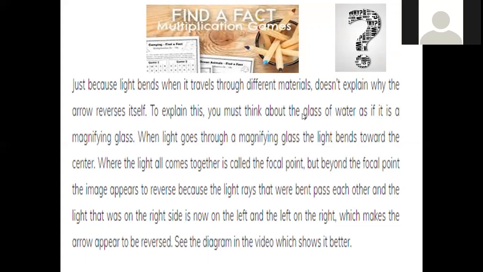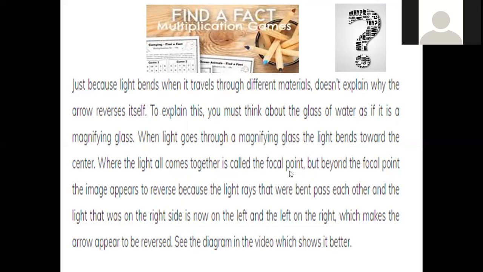In order to explain this, we are taking a glass of water, and it is now working like a magnifying glass. When light goes through the magnifying glass, light bends towards the center. This is the main reason. When light goes through the magnifying glass, it will bend towards the center, and all the light coming together is called the focal point. So light originating from that point now meets at the point called the focal point.